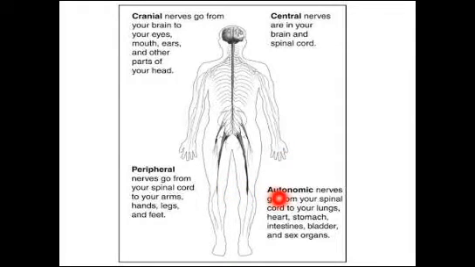Then the fourth type of nerve is autonomic nerves. They go from your spinal cord to the lungs, heart, stomach, intestine, bladder and sex organs. So these are the autonomic nerves which are supplied from the spinal cord to the organs, organs like heart, lungs, stomach, intestine, bladder and sex organs. These are the organs over which we do not have any kind of voluntary control. So basically, autonomic nerves are those nerves which control the involuntary functions of the body in organs like the heart, lungs and stomach.